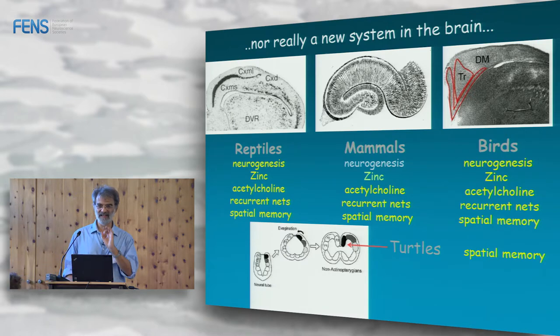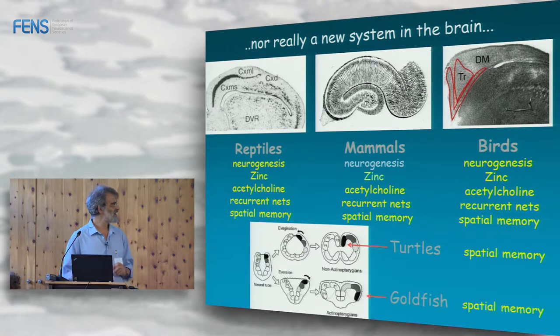But more amazing is that you can do the same also in fish, and also you have a deficit in spatial memory. And it's amazing because fish undergo a different developmental process. Instead of evagination, the popping out of the hemispheres, fish undergo this process of eversion. The neural tube opens up at the top.